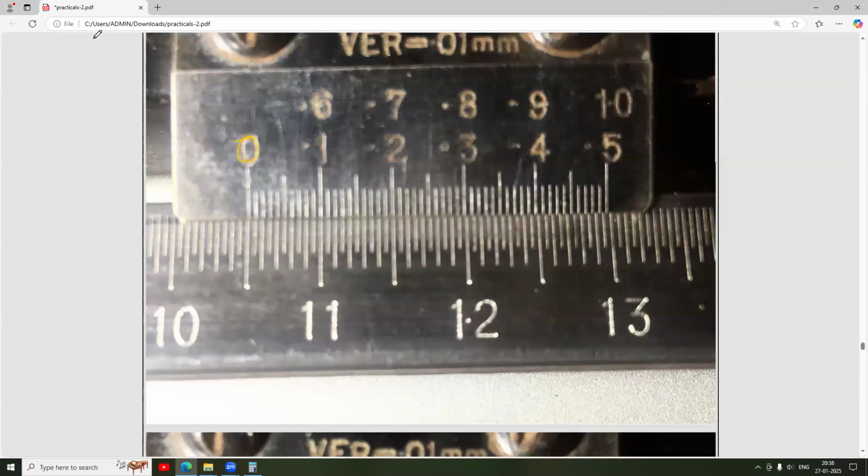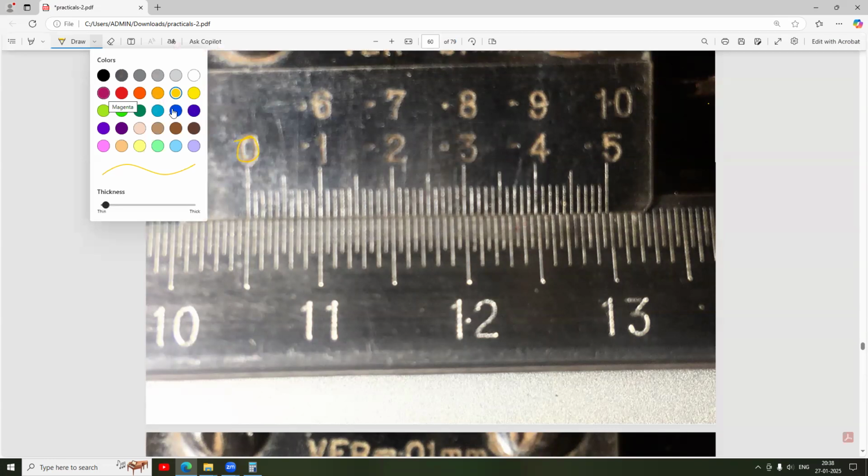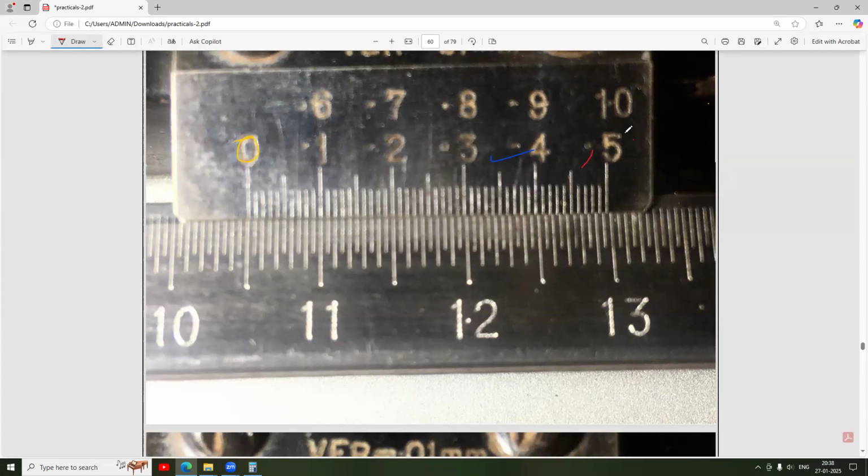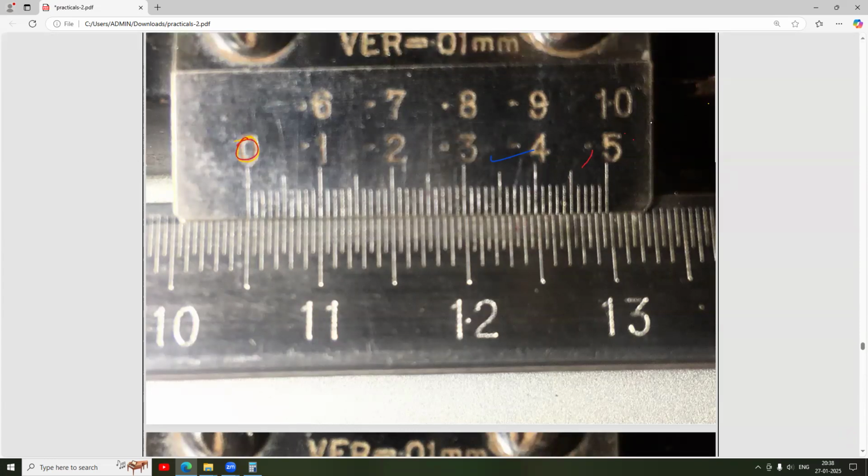Shall I change some colors? Whether this color is okay or blue color, is it ever? No, not seen. Red is okay, I think. Yeah, red is same. This is 0.